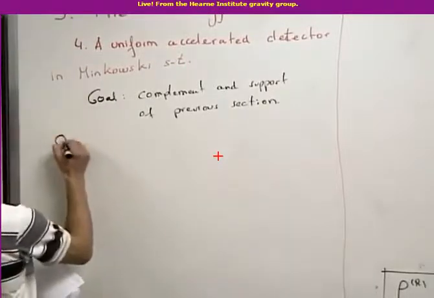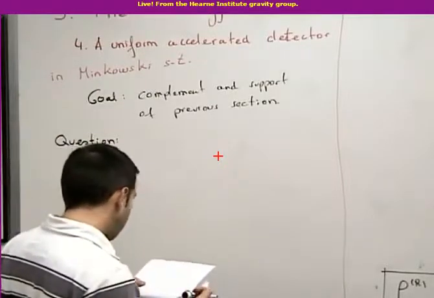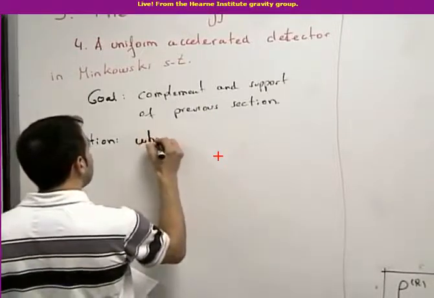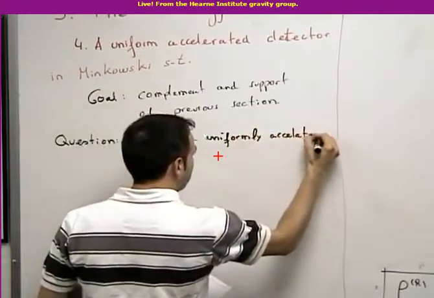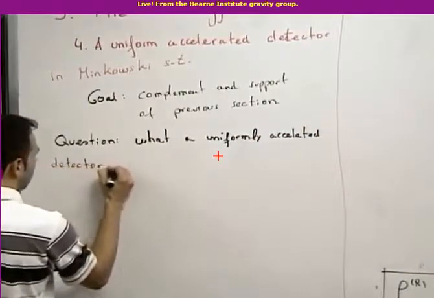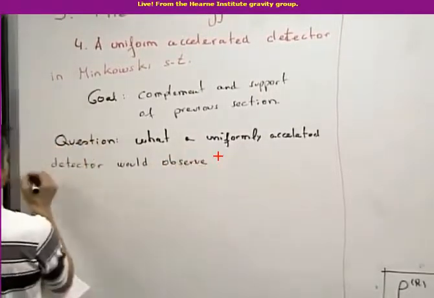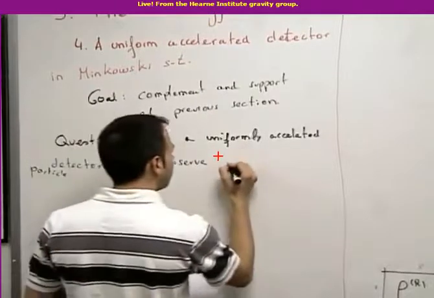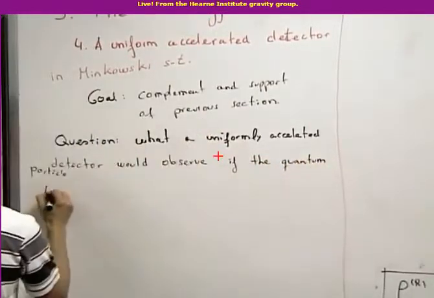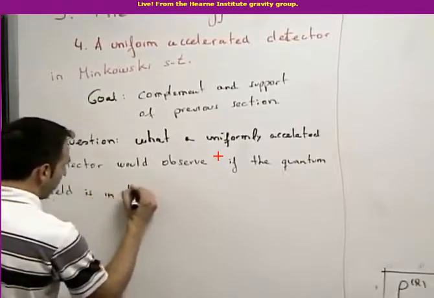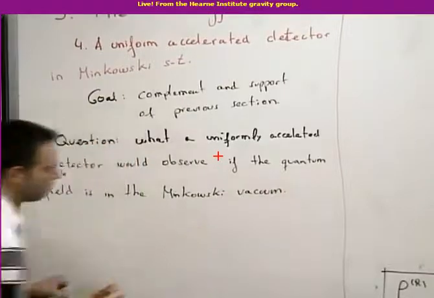So here, the question I want to ask is, again the same, but in much more physical terms: what a uniformly accelerated particle detector could observe if the quantum field is in the Minkowski vacuum. This is the question I want to ask.